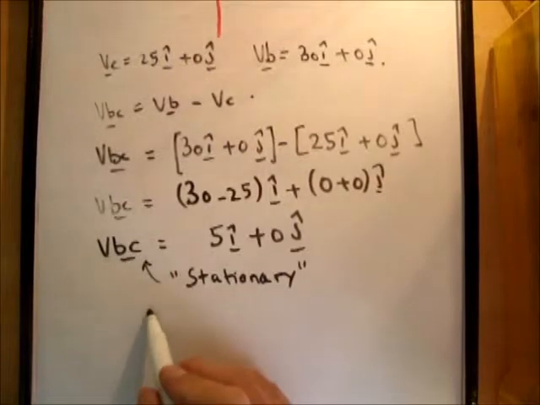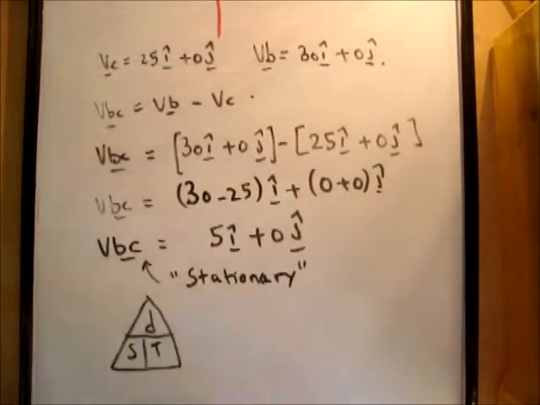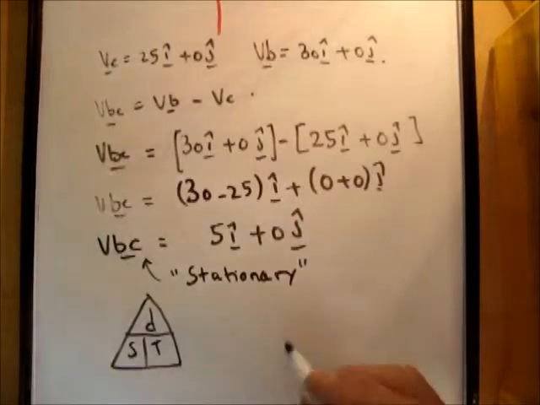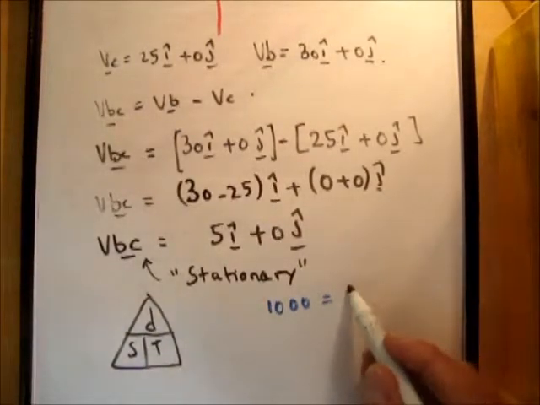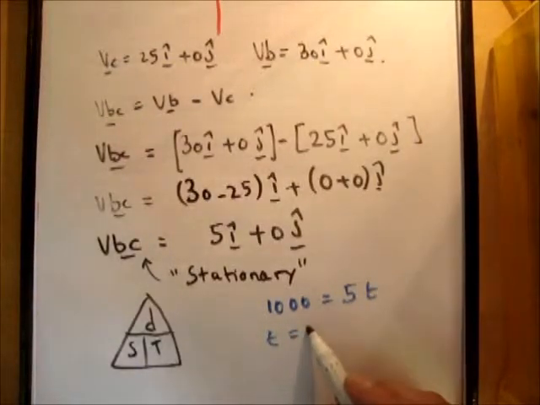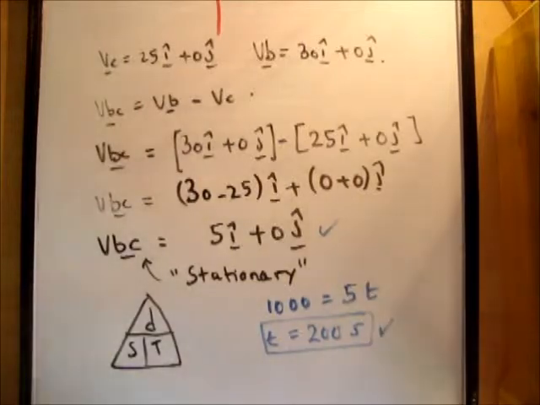Well, it's very simple. You use the formula distance, speed, time in this triangle notation, which I'm sure you've seen before, such that distance is equal to speed multiplied by time, and speed is equal to distance over time, and so on. So we have 1,000, that's distance is equal to speed by time, so it's 5t. So t is equal to 200 seconds, like so. So both of those are correct there.